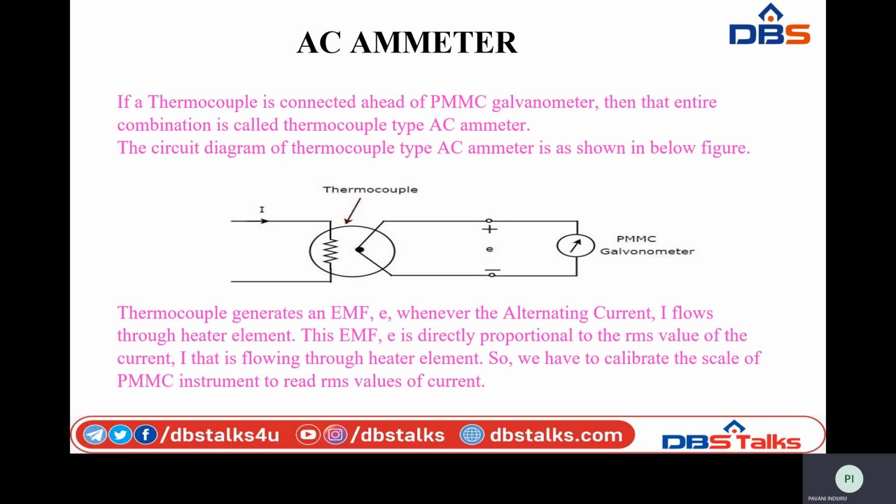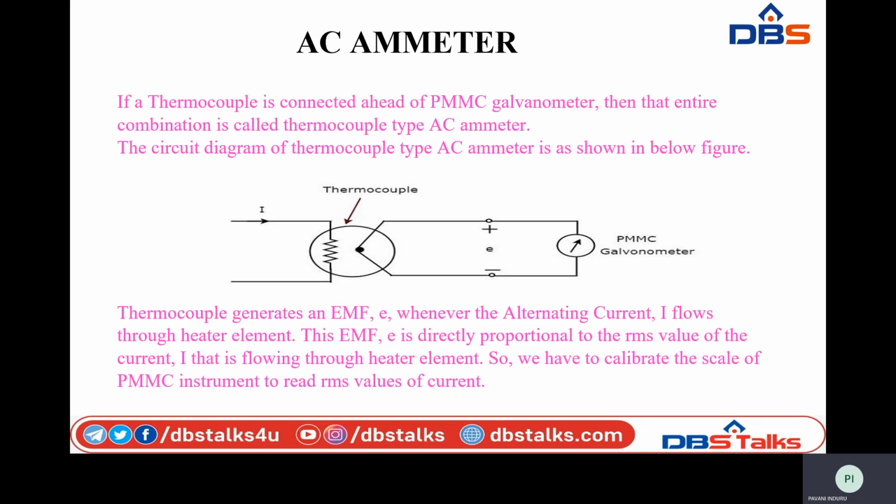This is the thermocouple. Whenever alternating current I is passed through the thermocouple, the heater present in it gets heated. So it generates an EMF, electromotive force, which is directly proportional to the root mean square value of the total current passing through it.